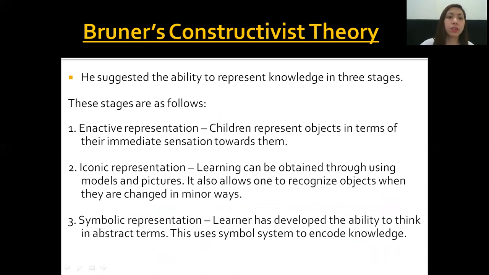Then we have iconic representation. Learning can be obtained through using models and pictures, and it allows one to recognize objects when they are changed in minor ways. And lastly, we have symbolic representation. A learner has developed the ability to think in abstract terms and uses symbol systems to encode knowledge.